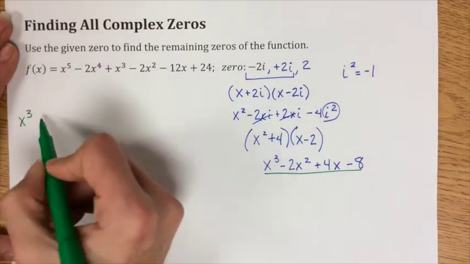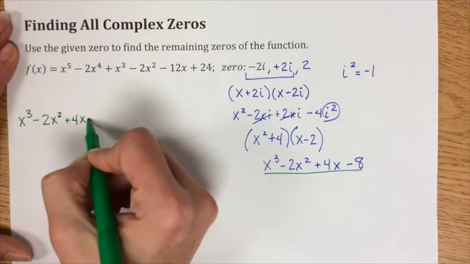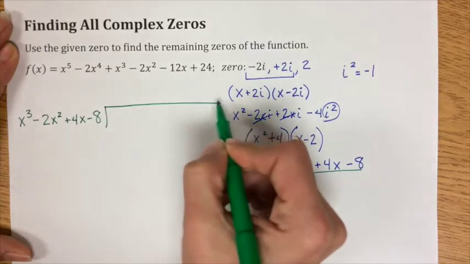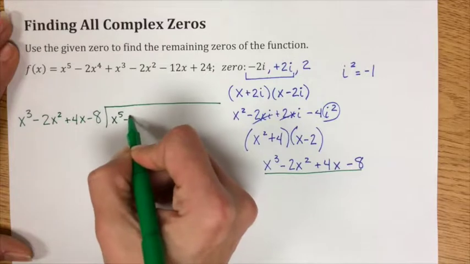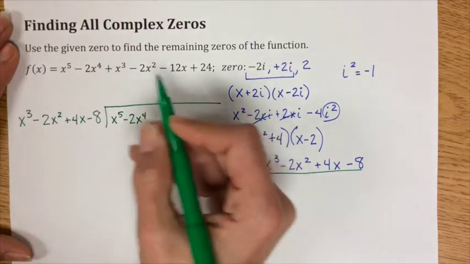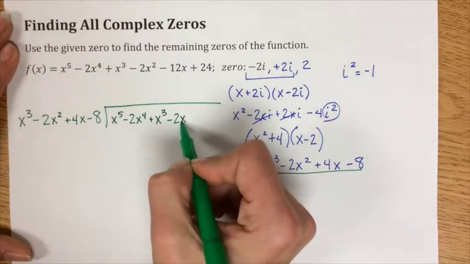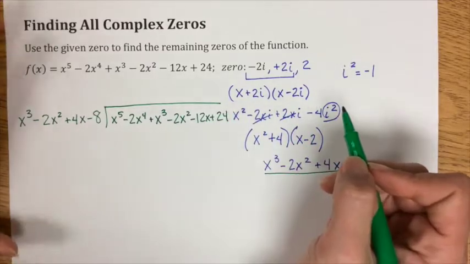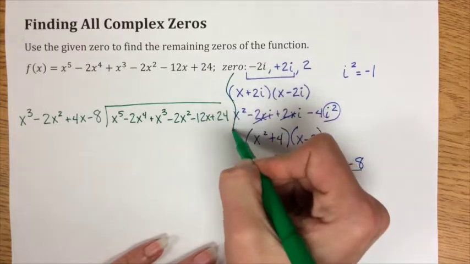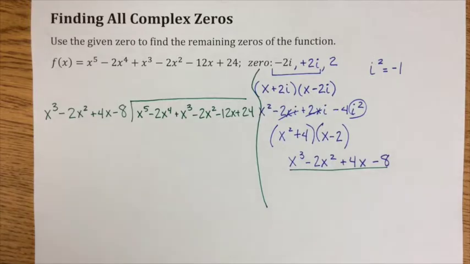So x cubed minus 2x squared plus 4x minus 8. We're going to divide that into this long polynomial right here: x to the 5th minus 2x to the 4th plus x cubed minus 2x squared minus 12x plus 24. I apologize, I'm getting kind of close to my other work. All right, hopefully we remember polynomial long division.